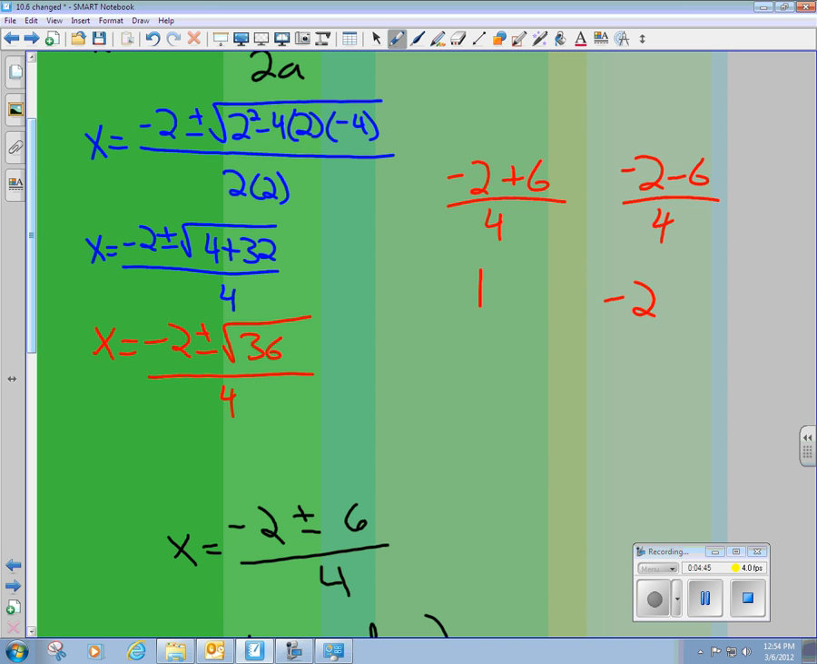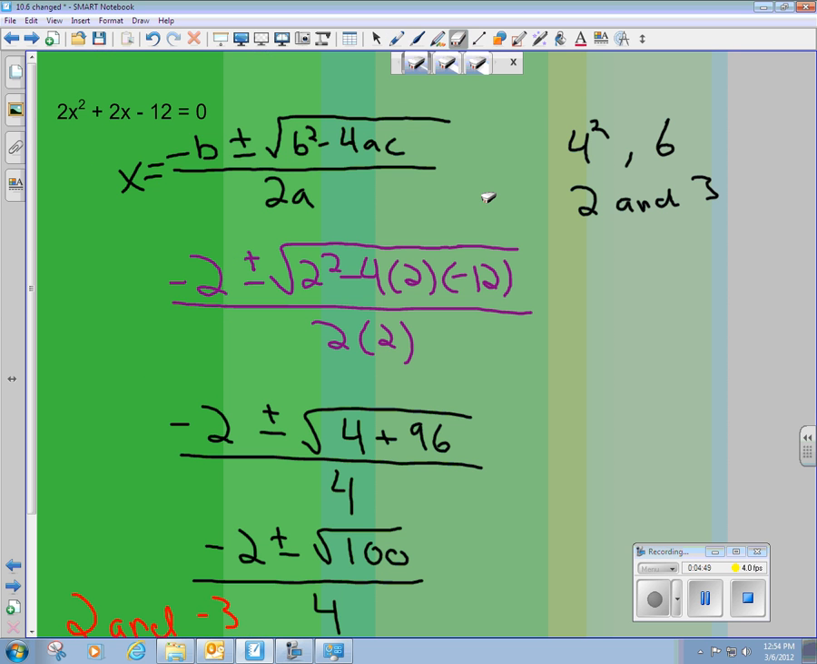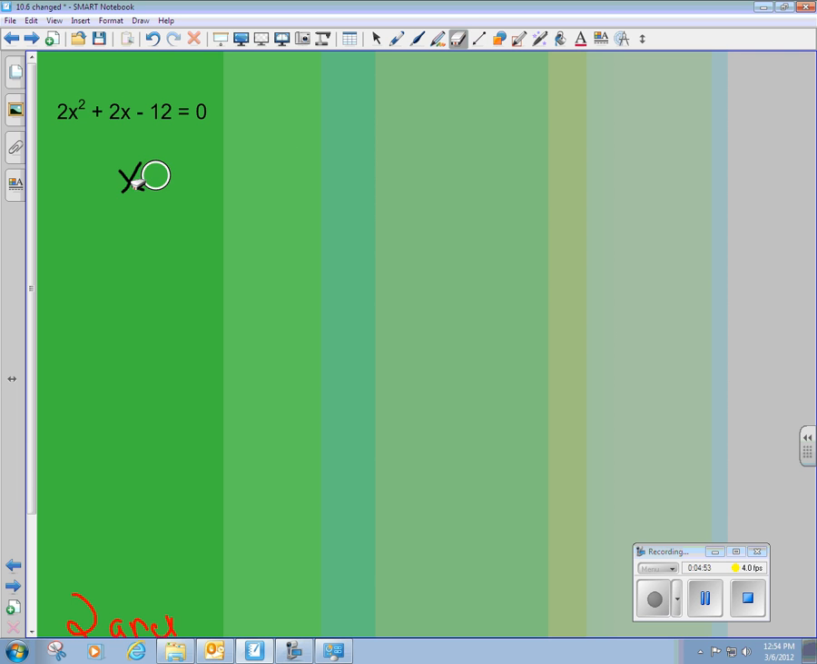All right, I'm going to give you another one, and I want you to figure out what it is on your own. I got the work up here, so I'm going to get rid of all this. I forgot to erase beforehand. All right, so your job is to figure out this one. You have 2x squared plus 2x minus 12. All right, should have that done.